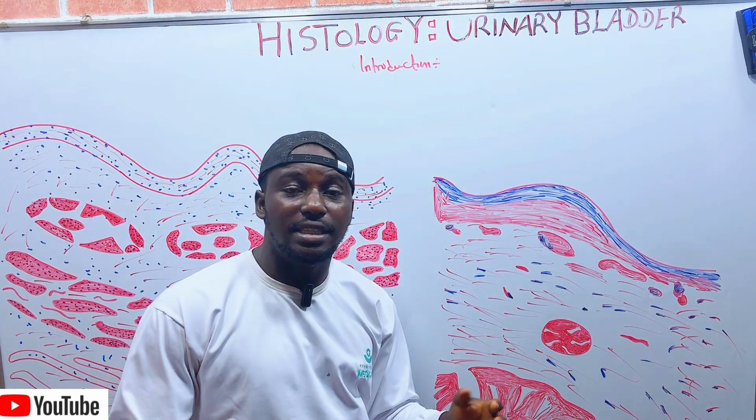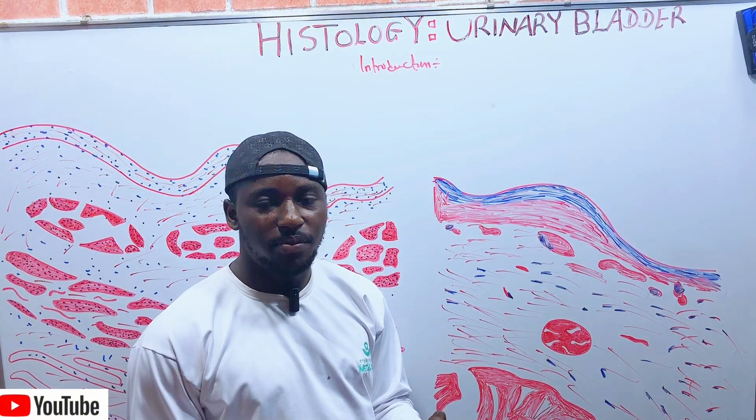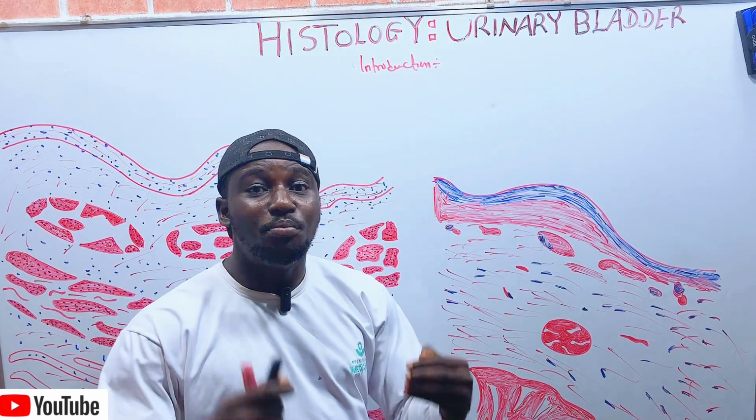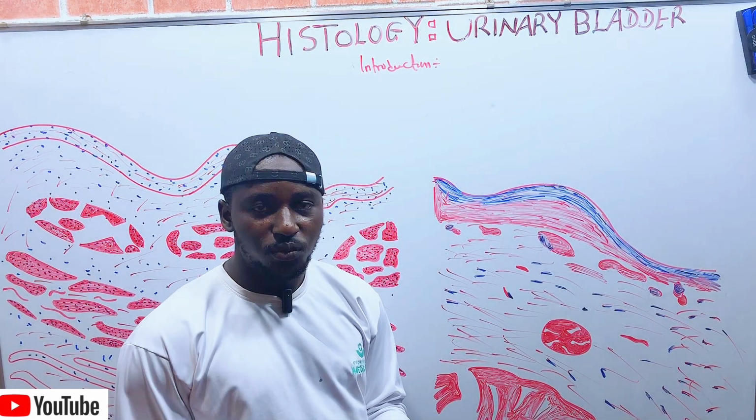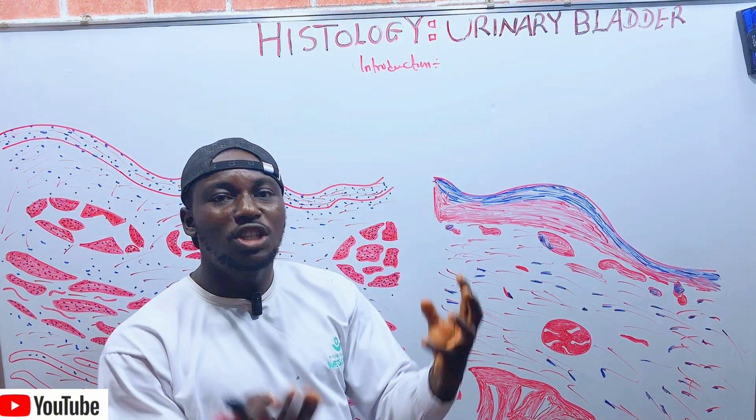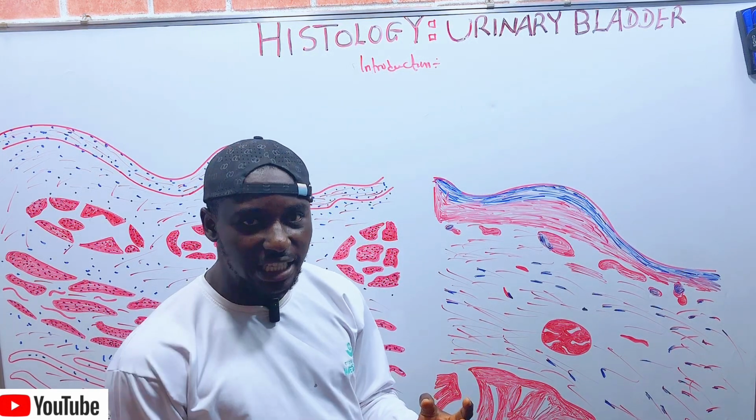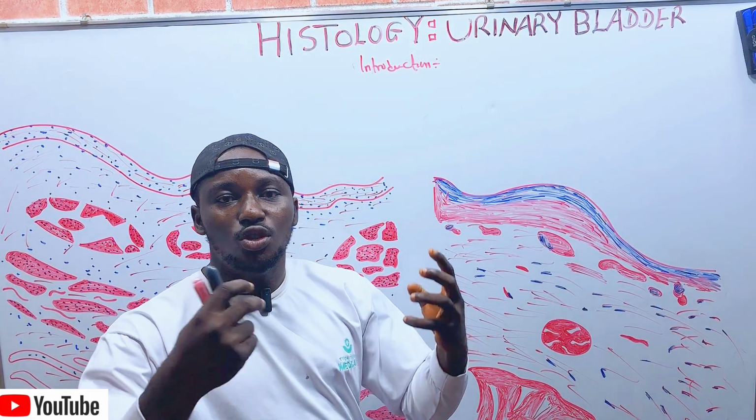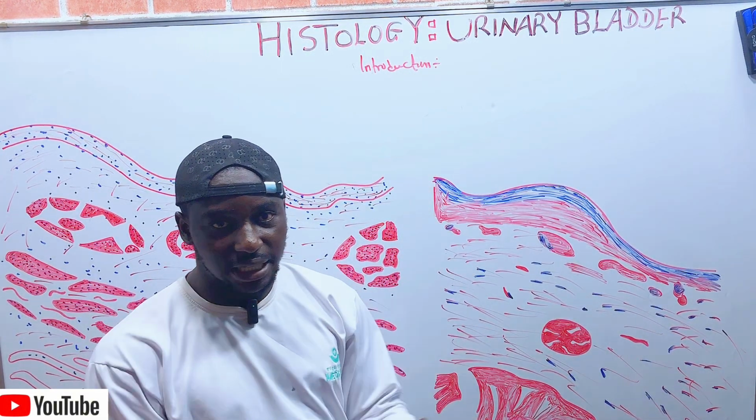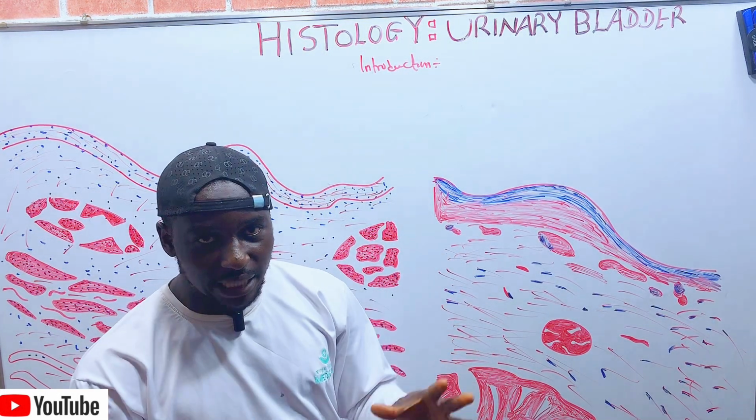Urinary bladder is a muscular bag which stores urine temporarily and discharges it periodically via the urethra during micturition, that is voiding of the urine. This is a muscular bag which stores urine temporarily and gets it discharged periodically via the urethra during micturition, which is the voiding of the bladder. That is the concept of the urinary bladder.